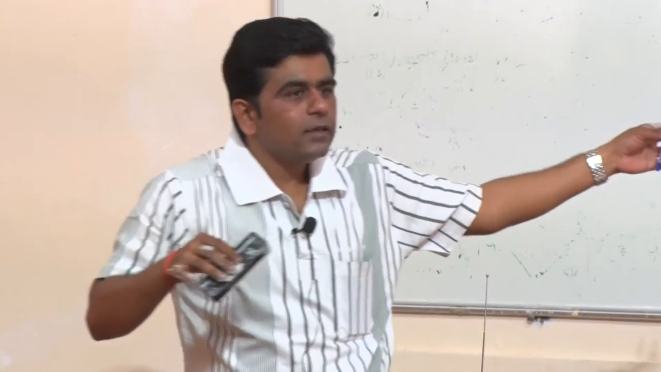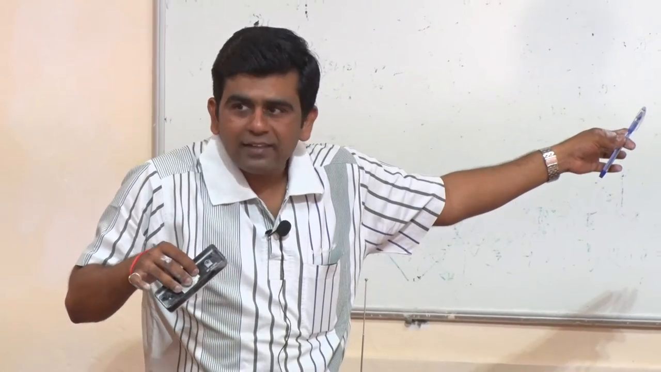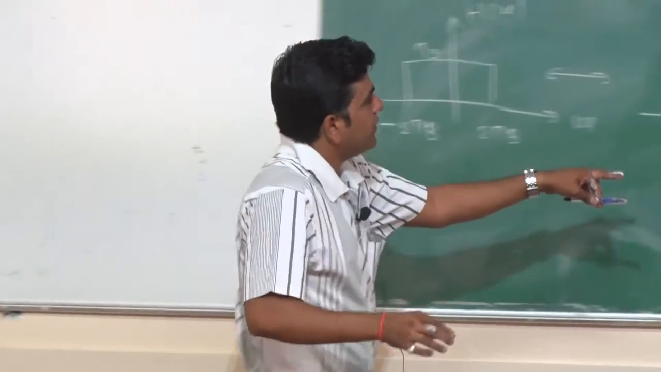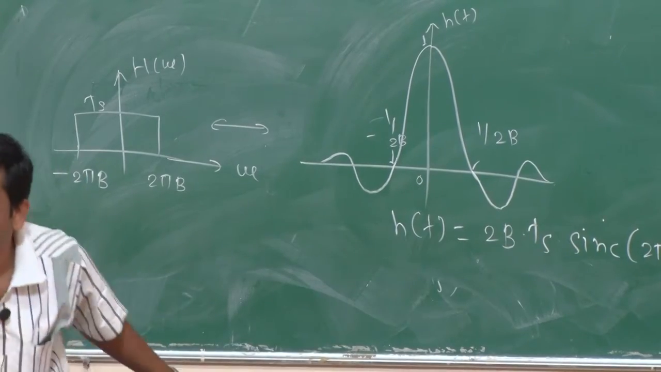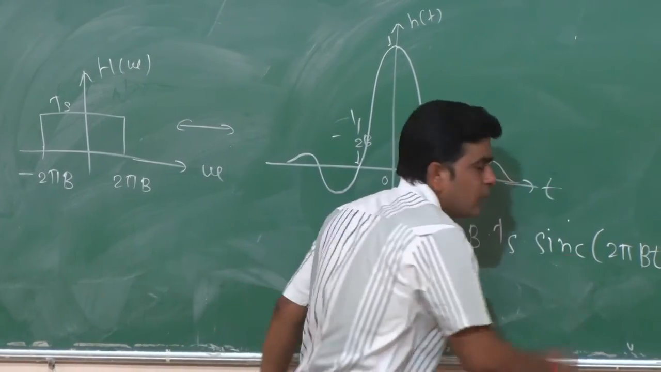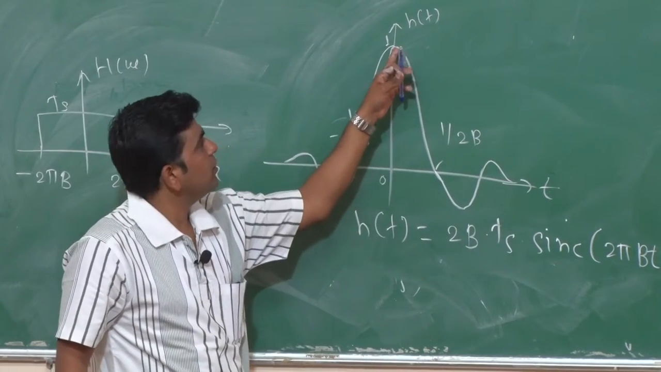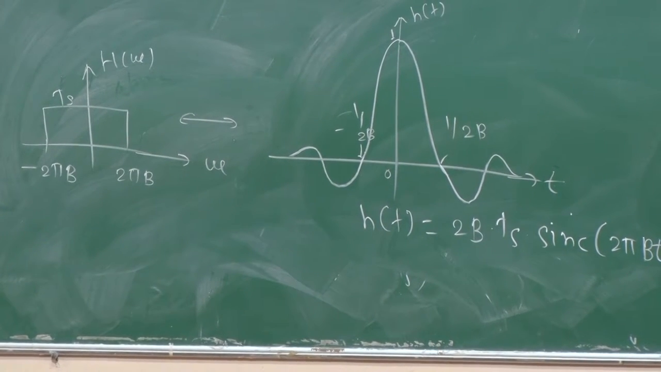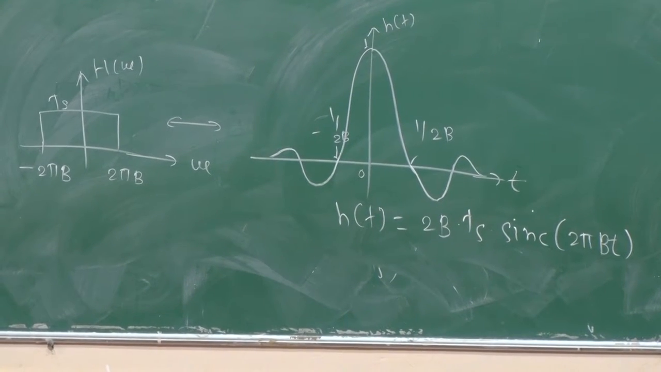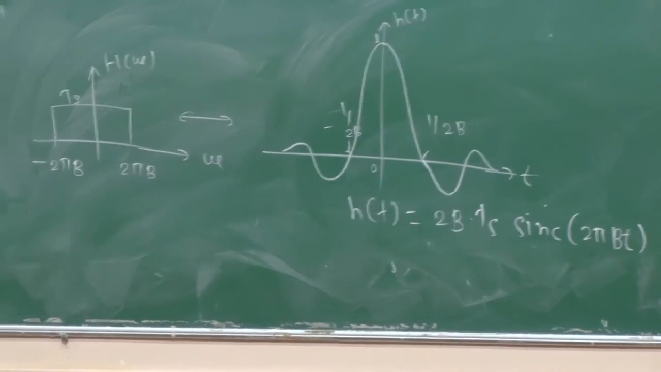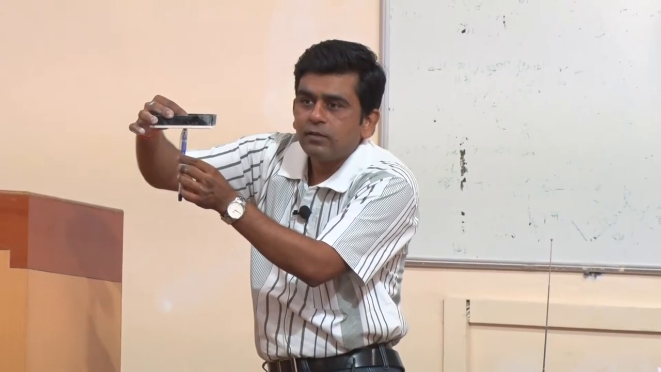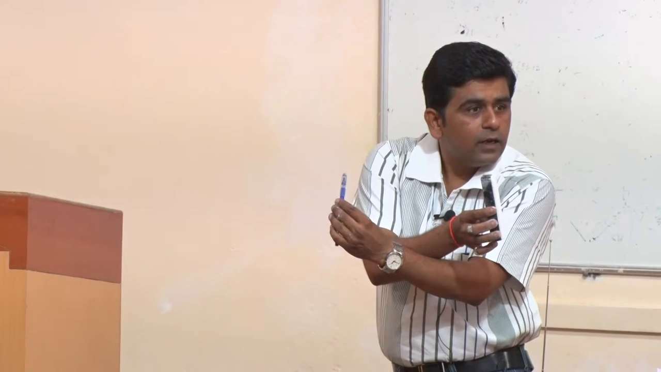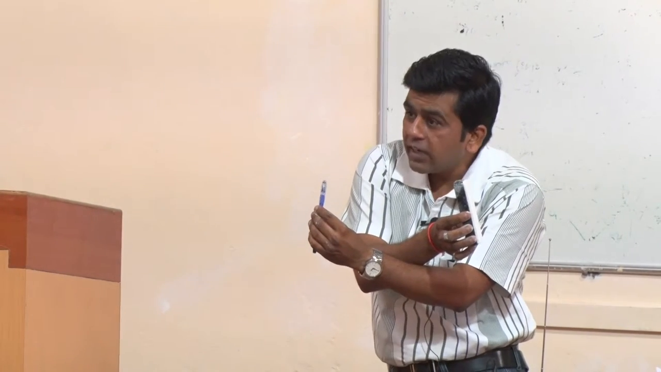So here when we consider H of omega as a rectangular pulse, its Fourier transform is a sinc function, at time t equal to 0 this height is 1. It is as good as an impulse function. So a better way: in staircase we are multiplying with this gate pulse, can we multiply with this h of t? Now this filter is having the response in terms of sinc function.